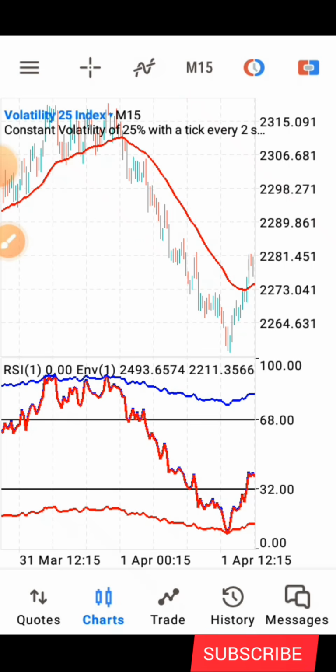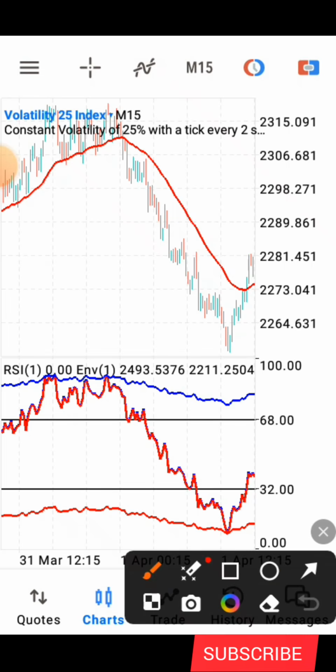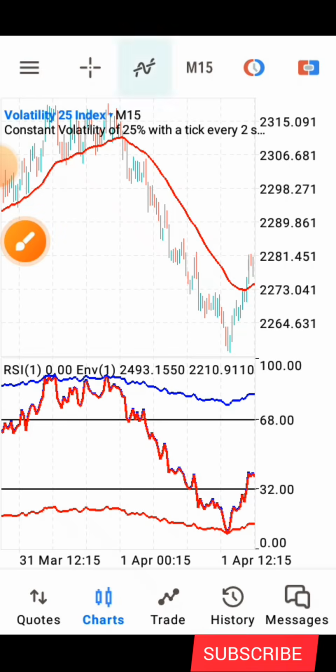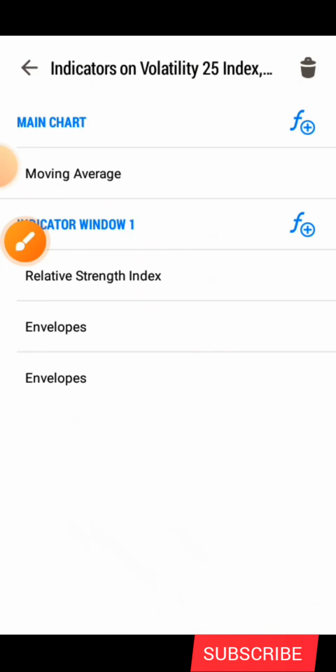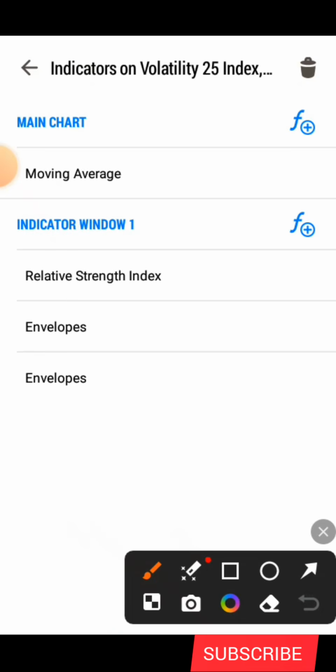Before I share with you how the strategy works, I'm going to quickly share with you the settings for this strategy. First thing you have to do is to click on this icon here. After clicking on that, you can see our first indicator is the moving average. Before you add it, you click on this icon here and then you search for the moving average.